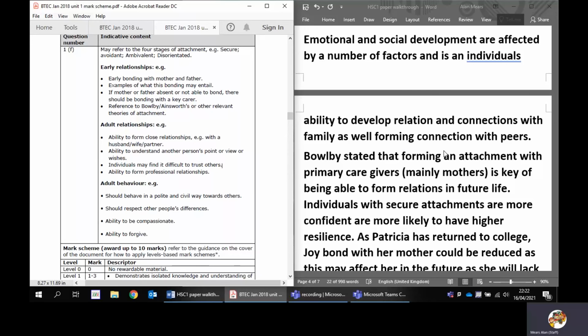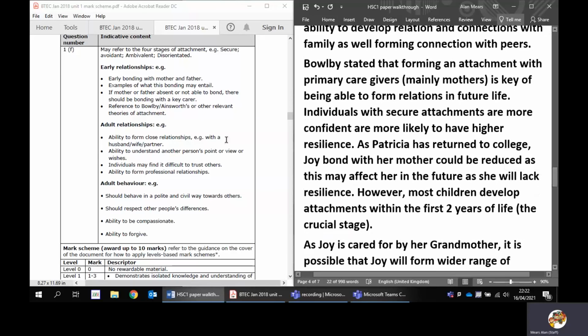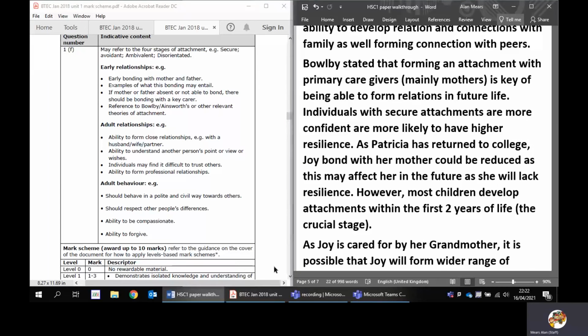So I may have actually gone a slightly different route. I've kind of gone down the impact on joy and very generally talked about her care. This is kind of saying how it affects future relationships. Again, behavior, relationships, early relationships. We'll look at the marking grid.